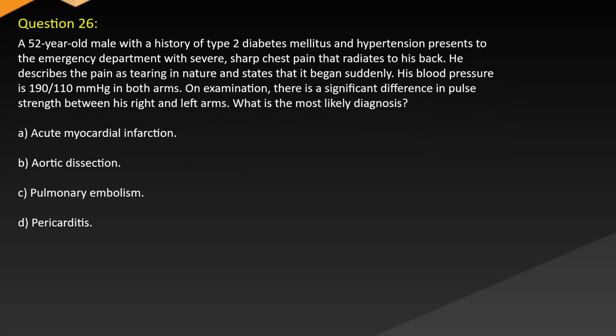Question 26. A 52-year-old male with a history of type 2 diabetes mellitus and hypertension presents to the emergency department with severe, sharp chest pain that radiates to his back. He describes the pain as tearing in nature and states that it began suddenly. His blood pressure differs between his arms. On examination, there's a significant difference in pulse strength between his right and left arms. What is the most likely diagnosis? A. Acute myocardial infarction, B. Aortic dissection, C. Pulmonary embolism, D. Pericarditis.